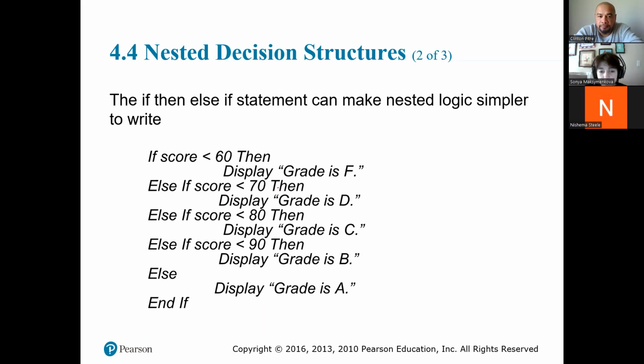This is what it would look like if you wanted to program your nested decision structure. And again, this is pseudocode. Each language will have its own syntax for this. But basically, we're trying to see which grade the student got. If our score is less than 60, then display grade is F. Else, if our score is less than 70, then display the grade is D. If our score is less than 80, display grade is C, and so on, up to displaying the grade A.